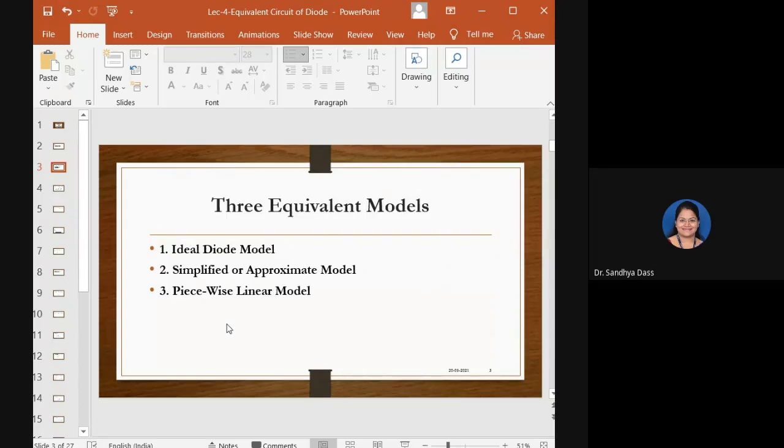One is the ideal diode model. Second is the simplified or approximate model. And third is the piecewise linear model. We will be discussing all these equivalent models. Whenever we want to analyze any circuit with diodes in it, we will go for the equivalent circuits using either the ideal diode method, the approximate method, or the piecewise linear method. We will discuss all these today.